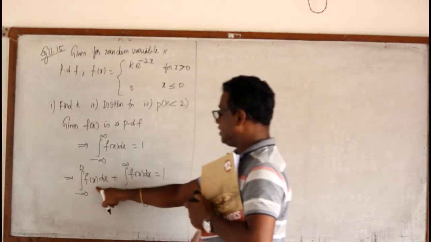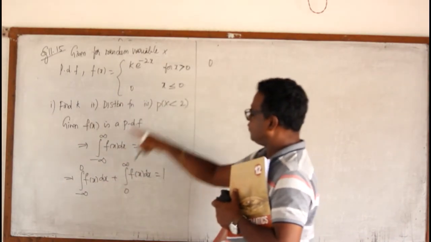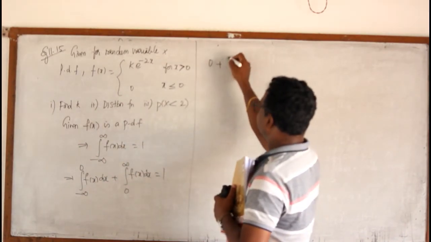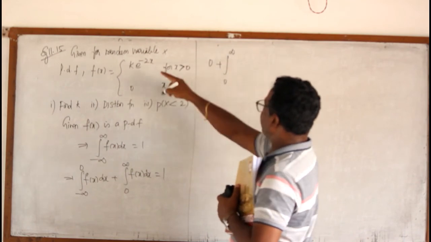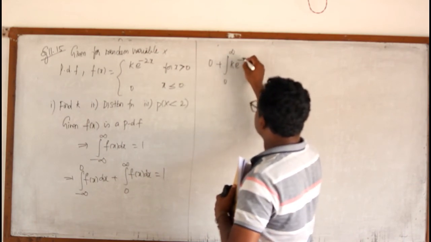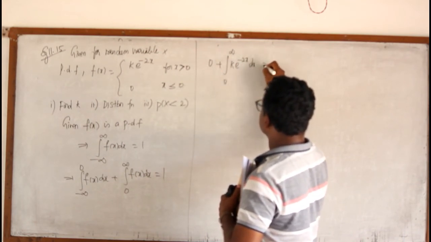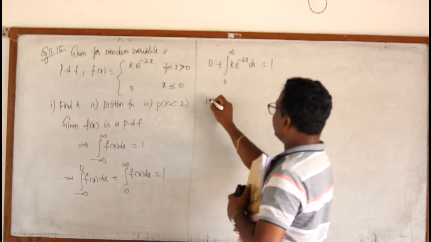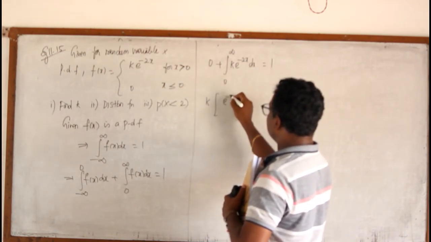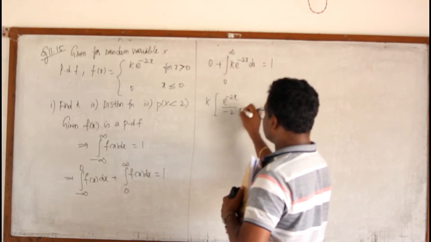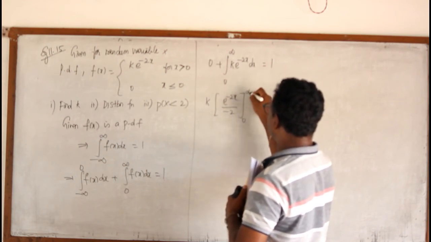Now, this value does not exist because it is 0 for all other values. Then from 0 to infinity, the integral of f of x, k e power minus 2x dx, is equal to 1. So k can be taken out, and the integral is e power minus 2x by minus 2, with the limit values 0 to infinity.